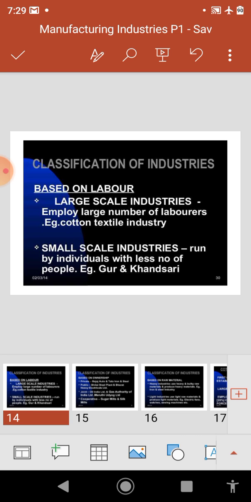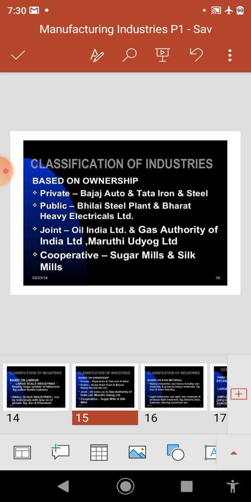Second classification, that is small scale industries. These are the industries in which capital investment is less than 1 crore of rupees. We can take the example of a small scale industry, what is given in this slide, Gur Khandsari.